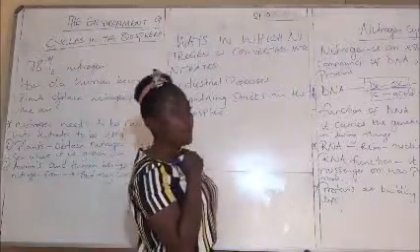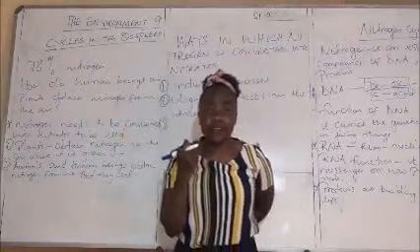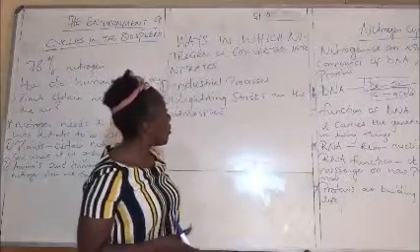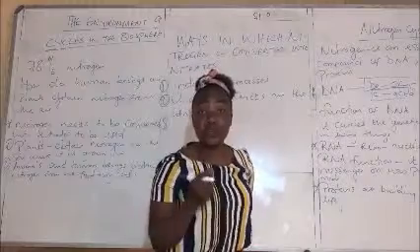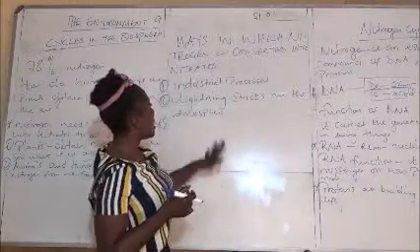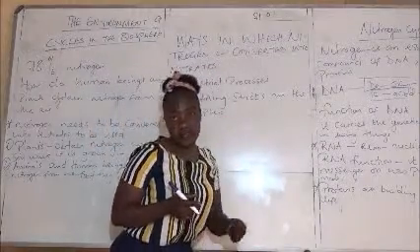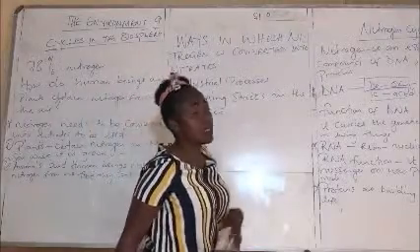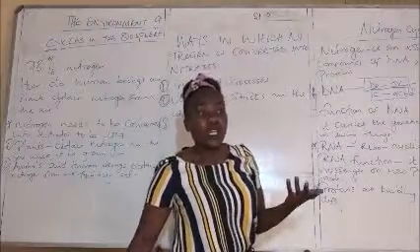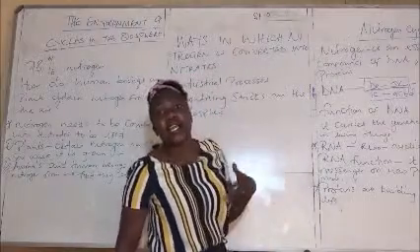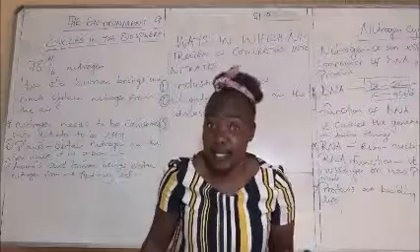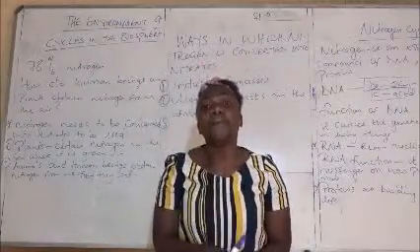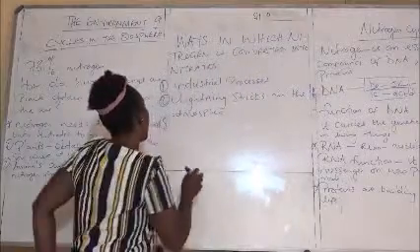Can anyone try, apart from the two ways I've given you on the board, which are involved in converting nitrogen into nitrates? The first one I've given you is industrial processes. Then the second one, lightning strikes in the atmosphere. So the last one is through legume plants.